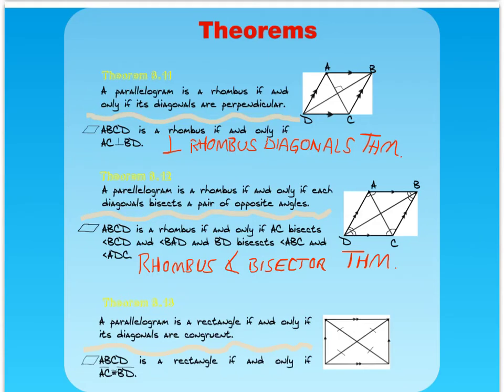Lastly, we have that a parallelogram is a rectangle if and only if its diagonals are congruent. So if you have congruent diagonals, you have that it is a rectangle. And this one's the one that is most used, in particular in construction, to tell if a window or door is square.